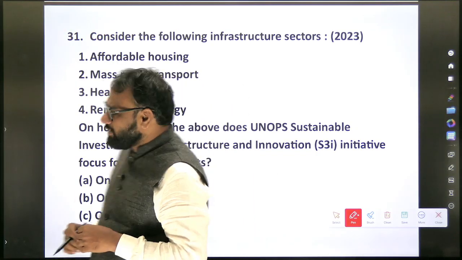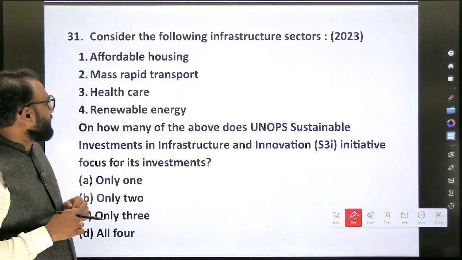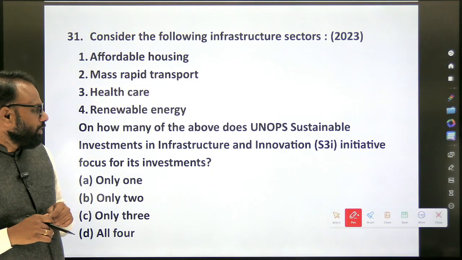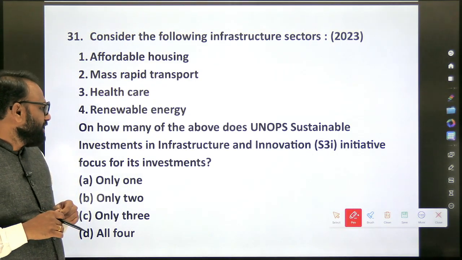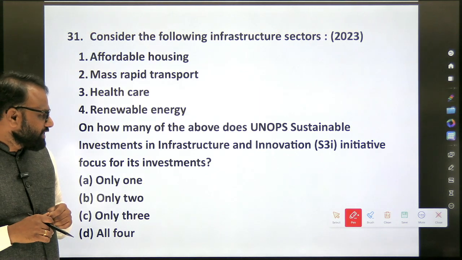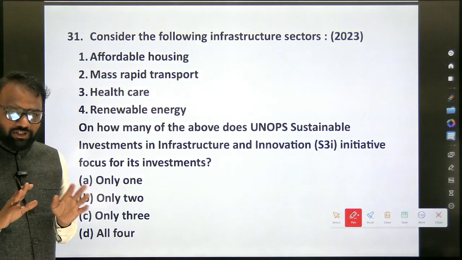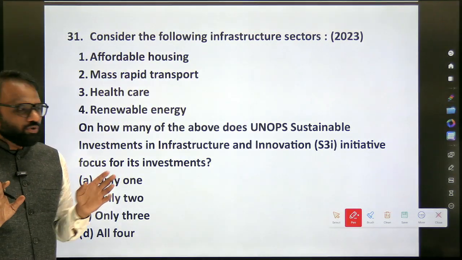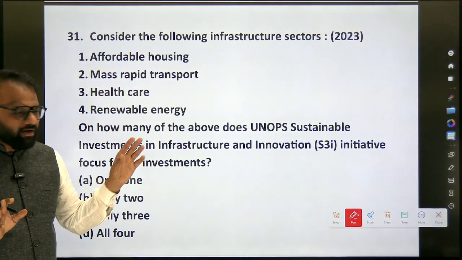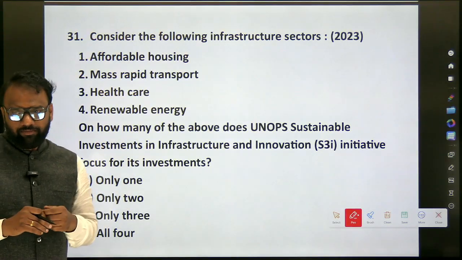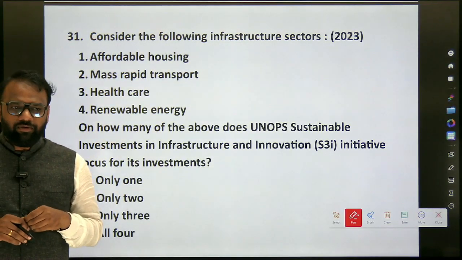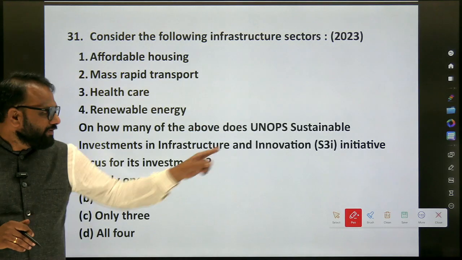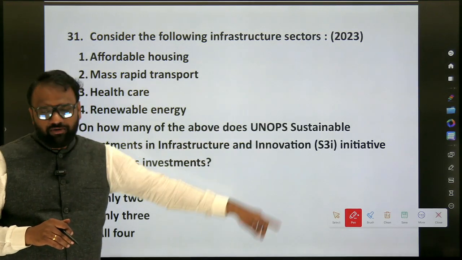So this question: consider the following infrastructure sectors: affordable housing, mass rapid transport, healthcare, renewable energy. How many of the above does the UNOPS Sustainable Investments in Infrastructure and Innovation initiative focus on for its investments? We know the answer, but for the upcoming year we do not have a proper strategy, so we will prepare based on the previous year. UNOPS is an initiative of which organization? UN Habitat? UNOPS Sustainable is the initiative of which organization?